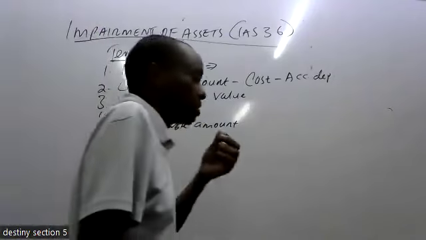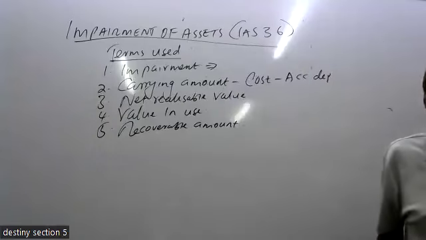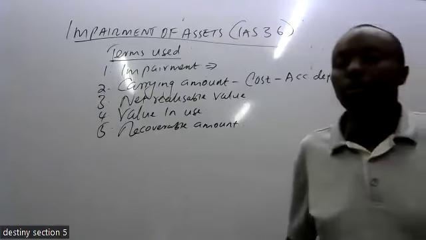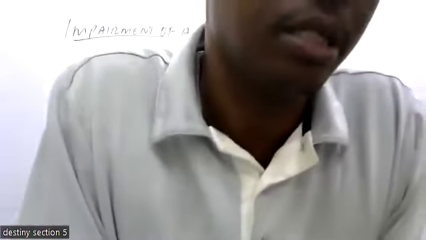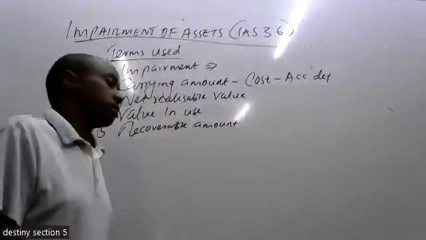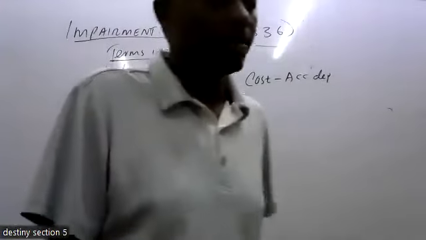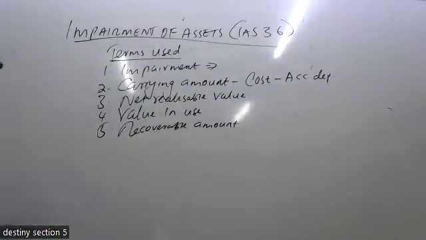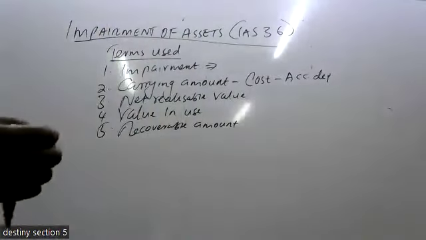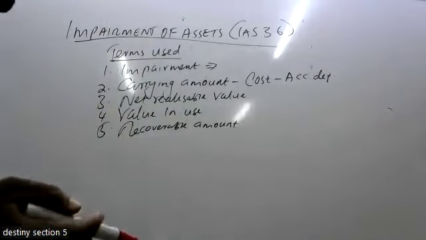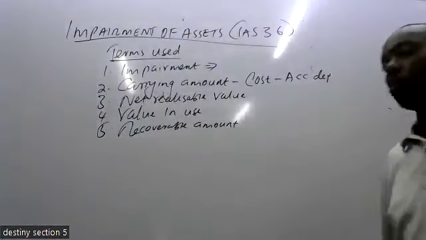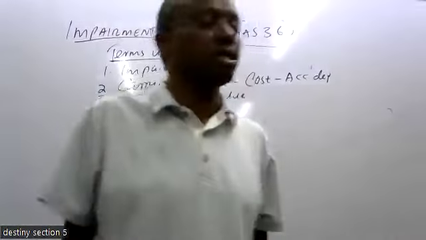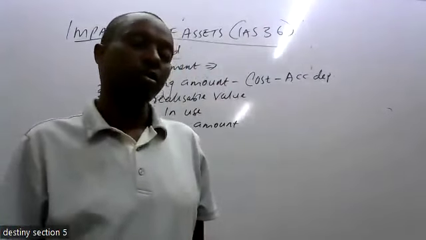Let's do a simple illustration below that. BD Limited acquired an equipment several years ago at a cost of shillings 540,000. As at 1st January 2023, the accumulated depreciation of this equipment was shillings 180,000.